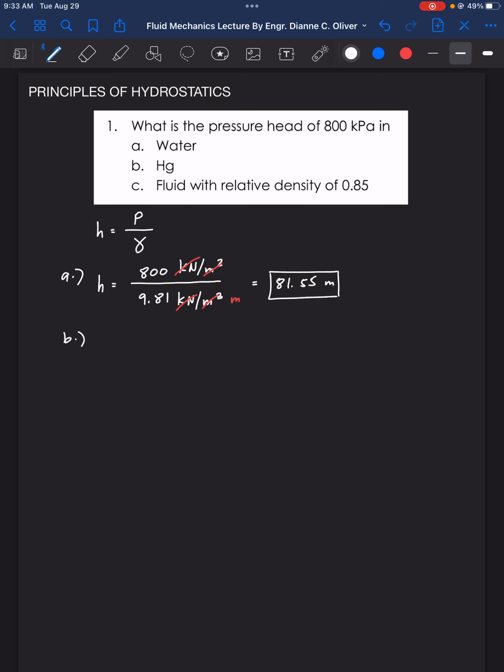For letter B, pressure head for mercury, so we have here H is equal to 800 kilonewton per square meter, over the unit weight for mercury. So what's the unit weight for mercury? If you're not sure, remember the formula: unit weight is equal to rho g.